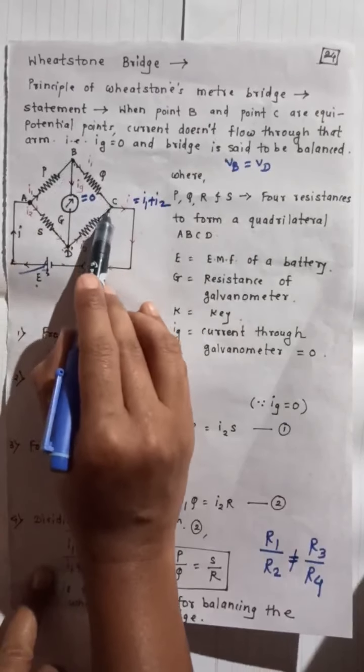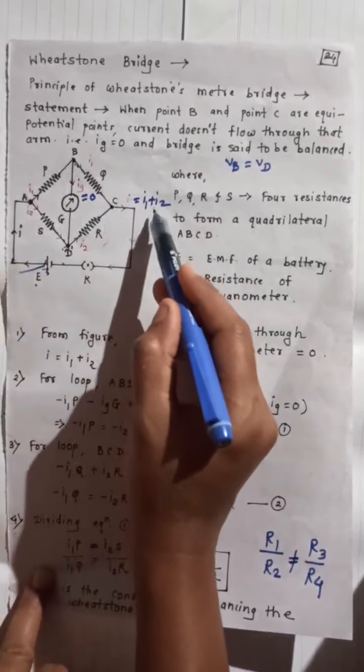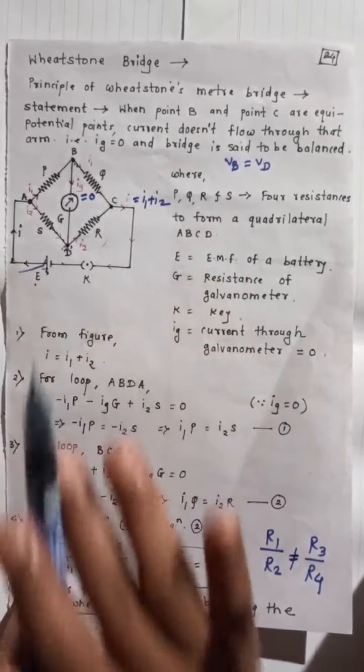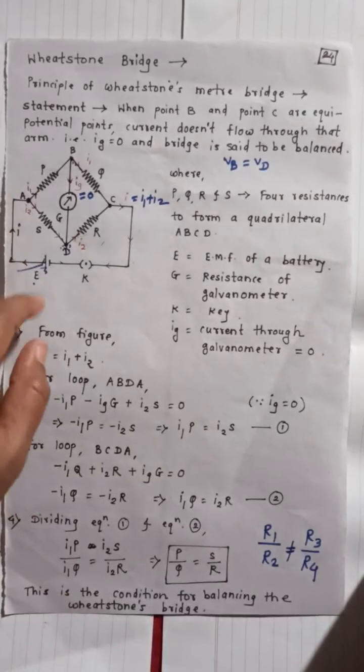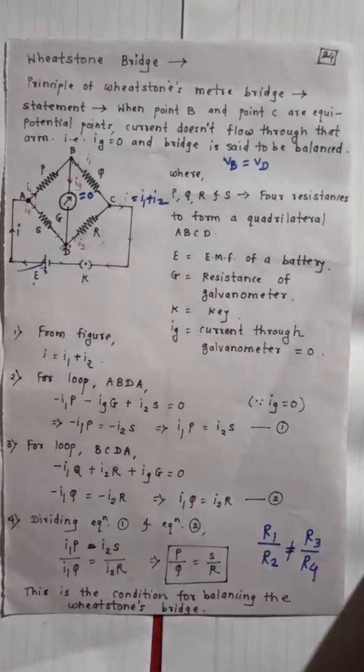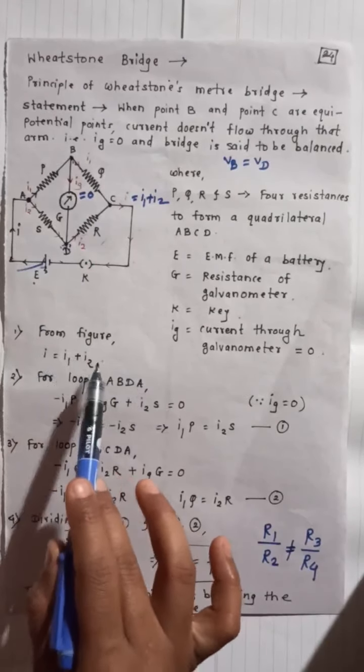From this side I1 comes to the point C, and from this side I2 comes to the point C. So I1 plus I2 is moving towards the negative terminal of the battery. So I1 plus I2 आपण ड्रॉ केलेला होता, तेवढाच करंट मी माघारी दिलेला आहे. So from the figure I equals I1 plus I2.